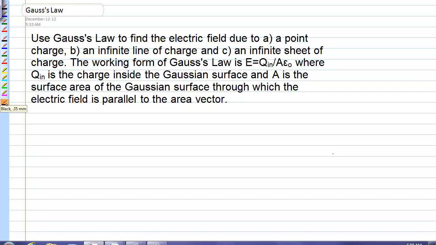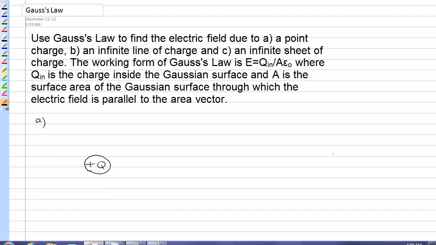In this example, I'll show you how to apply Gauss's law to three simple cases. Case A, we're going to consider just a point charge plus Q. Now we have to choose a Gaussian surface through which the electric field is everywhere parallel to the area vector, and we only have two choices of Gaussian surfaces for this course.